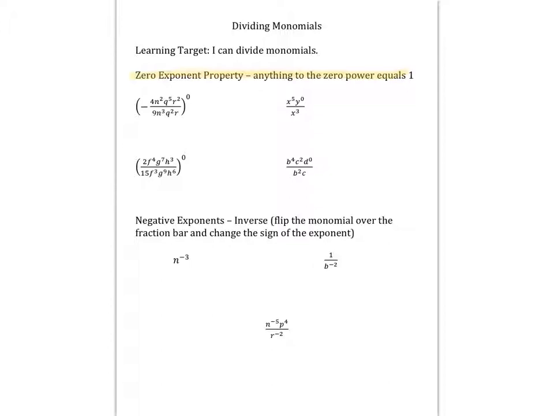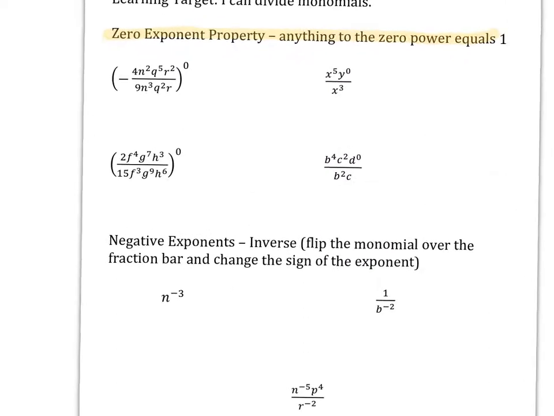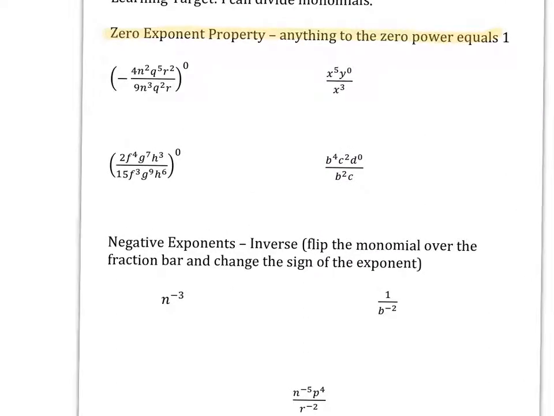So let's take a look here what that means. With this first example, I have a lot of different numbers and variables in a set of parentheses. It's all to the 0 power. So all of that simply just equals 1. Don't even have to worry about anything else inside those parentheses. The answer is 1.